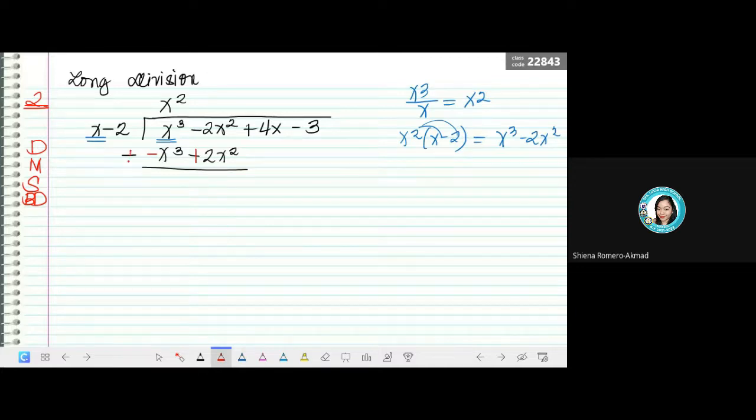Then we will proceed to addition. So, x cubed plus negative x cubed, that is 0. Negative 2x squared plus 2x squared is also 0. Right? Diba? 0 yan. Next is to bring down, kasi wala na tayo i-divide eh. So, all we have to do is to bring down.